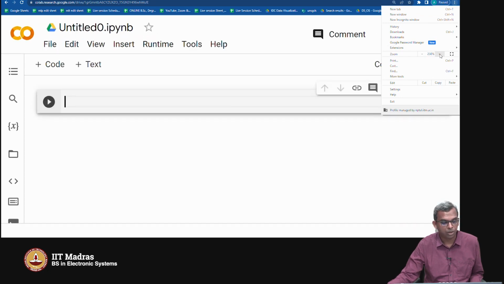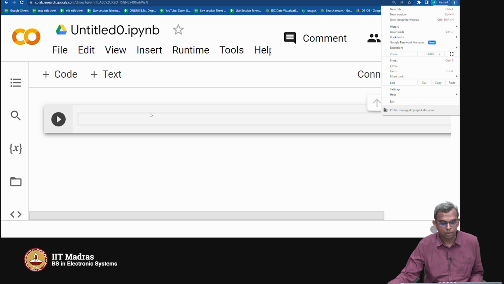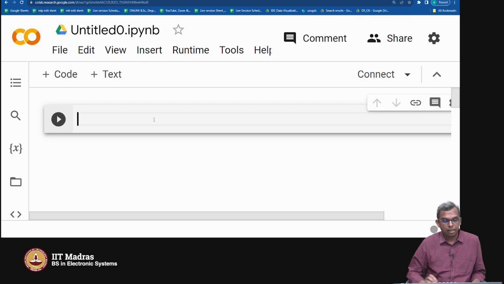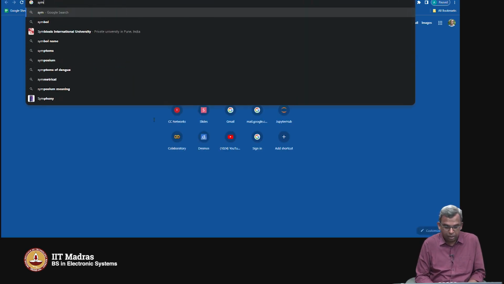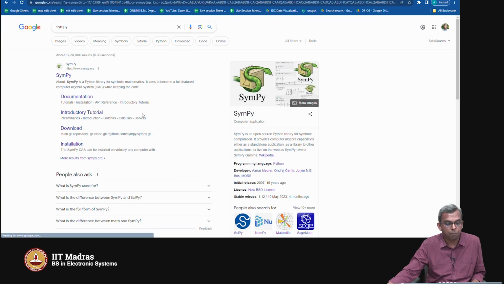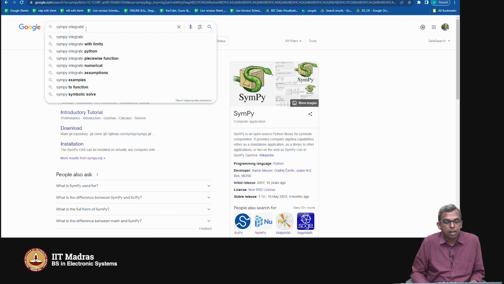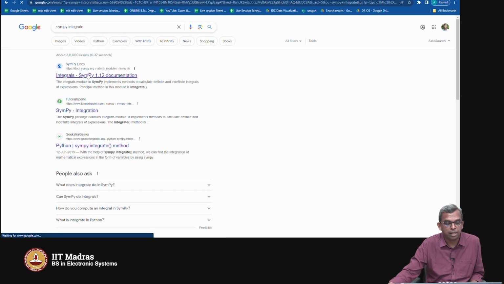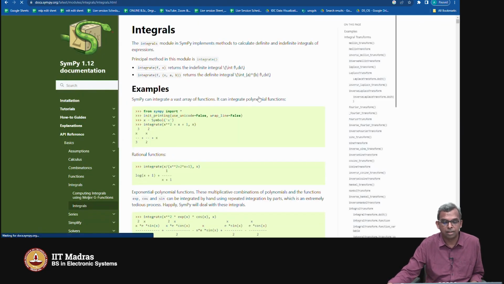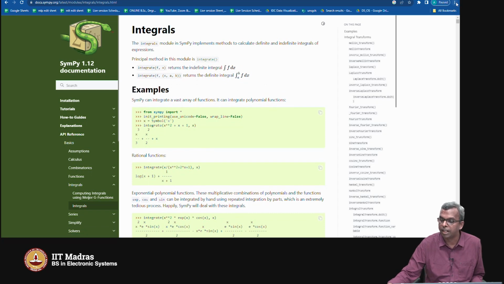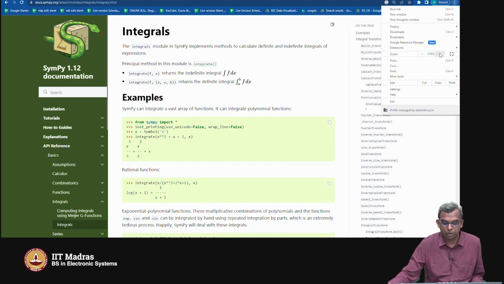Let me zoom a little bit so that you can see what I am typing. Okay, so this is a Python based tool, and there's lots of symbolic things possible. So, one of the most interesting symbolic tools you can have is something called SymPy. SymPy can do a lot of things for you. Let me just show you SymPy integration. Okay, so here is an example of SymPy integration. Let me zoom this a little bit so that you can read.